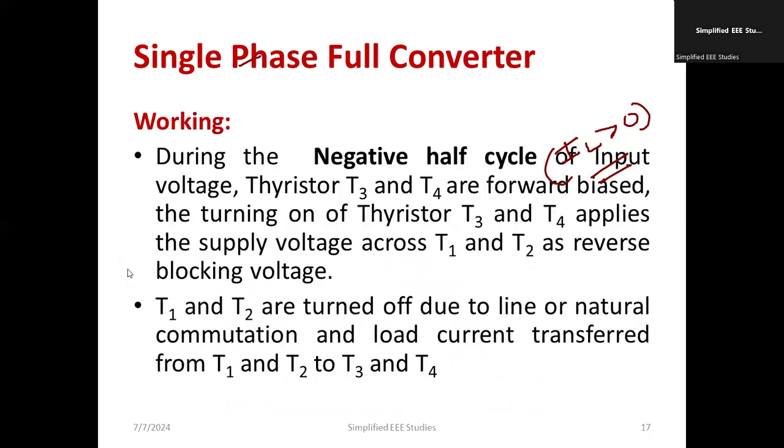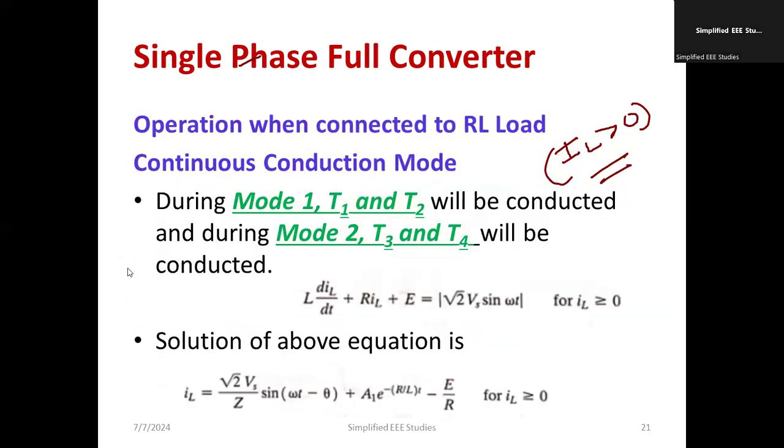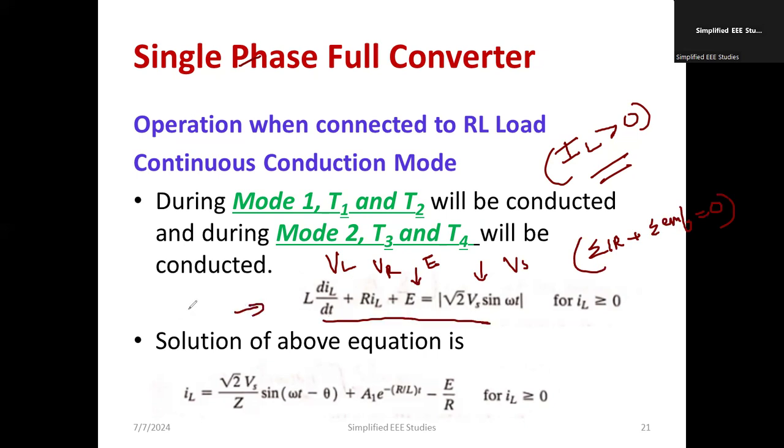While applying the KVL, you get the equation in this fashion. This is the voltage across the inductor, the voltage across the resistor, the battery voltage, that is the back EMF, then the supply voltage Vs. The sum of the voltage drops and EMF is equal to 0. This is basically called an ordinary differential equation, and you have already studied in mathematics how to calculate the solution.